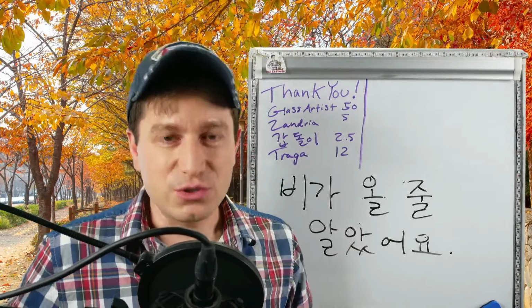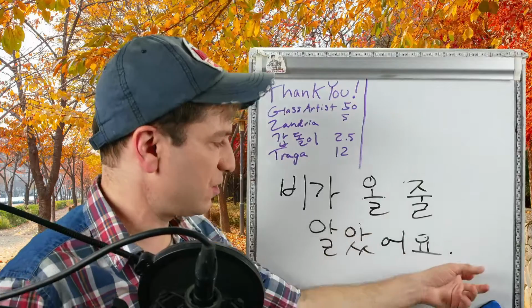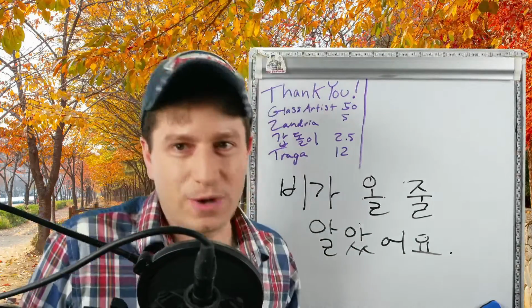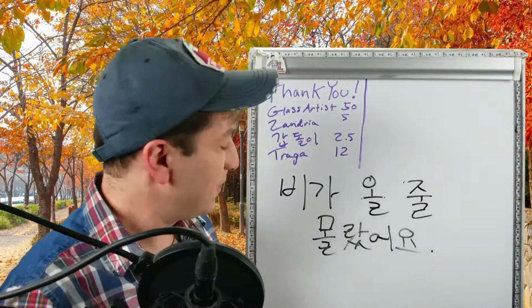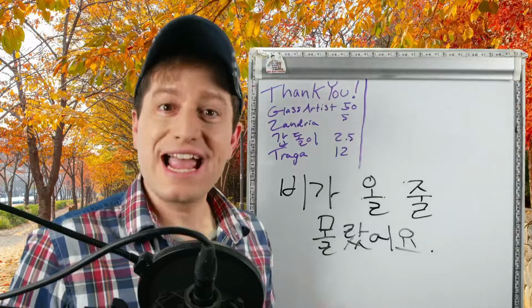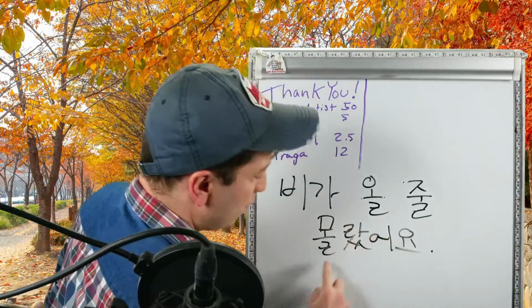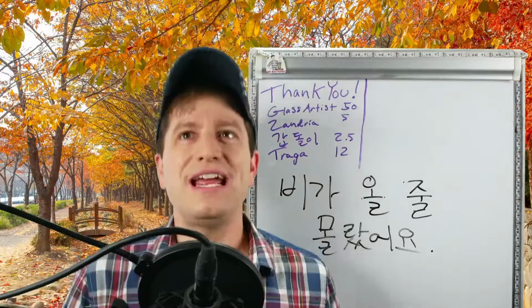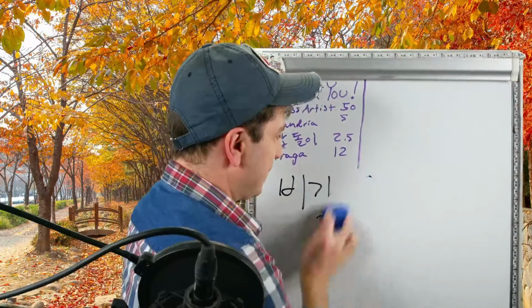depending on the context. You can only know that based on the result in English. 비가 올 줄 알았어요. So I thought it would rain if it's not raining, or I knew it would rain if it is raining. Same sentence, but now we have 몰랐어요. So now it's I didn't know, or I didn't think. 비가 올 줄 몰랐어요. So I didn't know that it would rain. So you walk outside and it's raining. 비가 올 줄 몰랐어요. Oh, I didn't know it would rain.